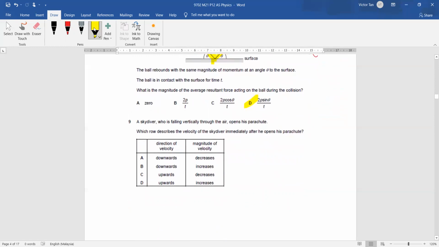A skydiver who is falling vertically through air opens his parachute. Which row describes the velocity of the skydiver immediately after he opens his parachute? Okay, so his velocity is still moving in the same direction. Velocity is still downwards. The magnitude of the velocity, when he opens his parachute, will reduce or decrease. So the answer is A.